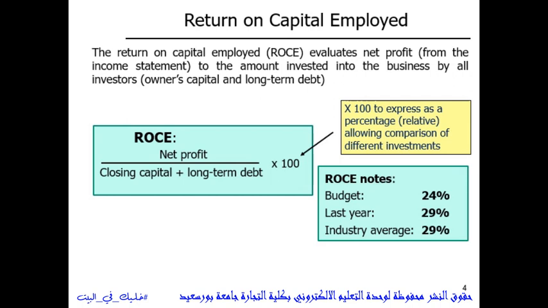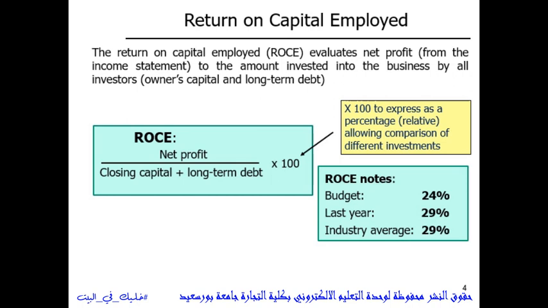As we said on the profitability ratios, he will give you a box of notes for the budget. What is the meaning again of the budget? It means the expected performance for the next year of the company. The last year is what the company already achieved last year. The industry average is the industry as a whole.